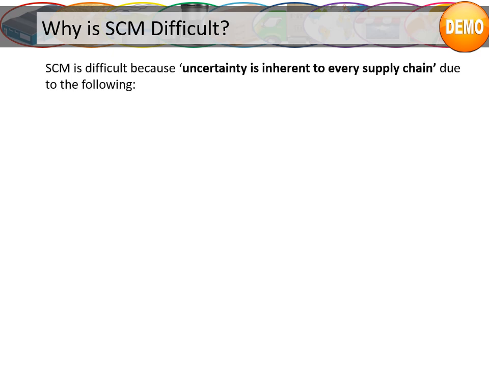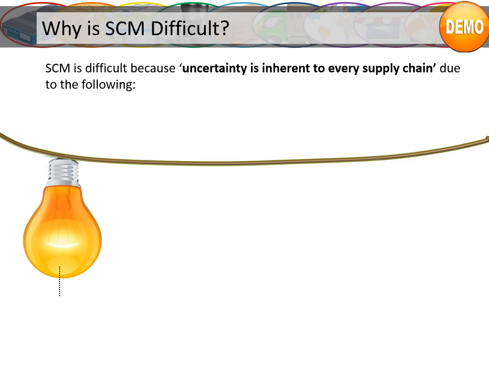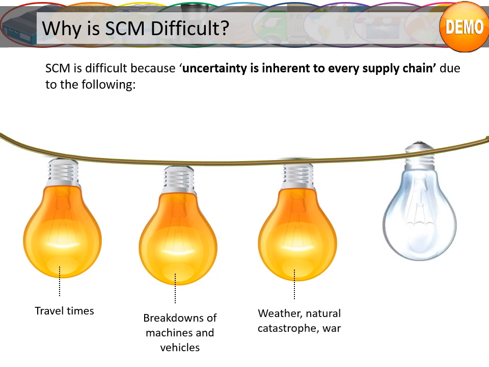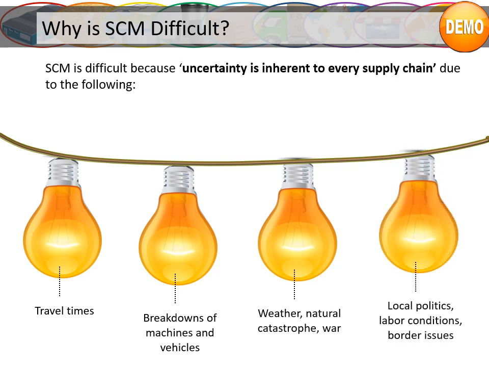Why is SCM difficult? SCM is difficult because uncertainty is inherent to every supply chain due to the following: travel times, breakdowns of machines and vehicles, weather, natural catastrophe, war, local politics, labor conditions, border issues.